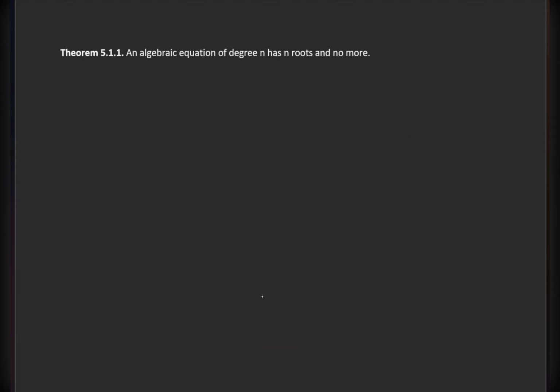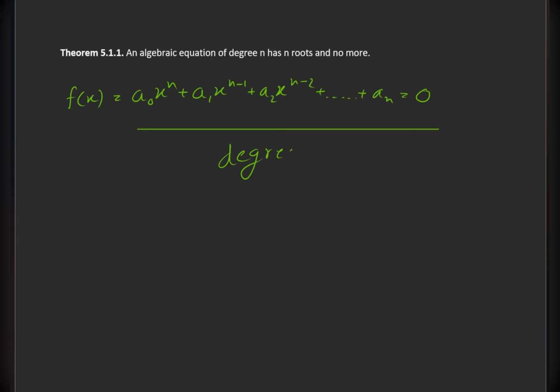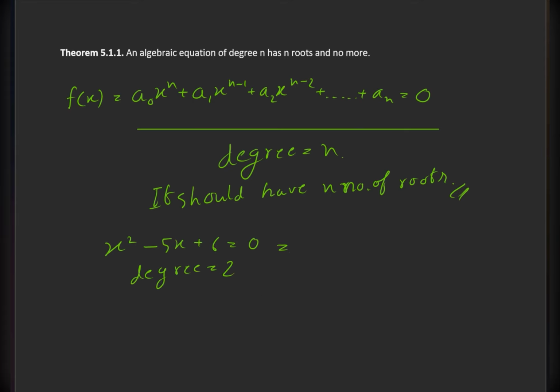So now theorem 5.1.1: an algebraic equation of degree n has n roots and no more. For the equation we have taken just now, here the degree is n, so it should have n number of roots. For example, x square minus 5x plus 6 equal to 0. Here the degree is 2. So if we solve it, we will get x equal to 3 and 2. So as you can see, here are two roots.